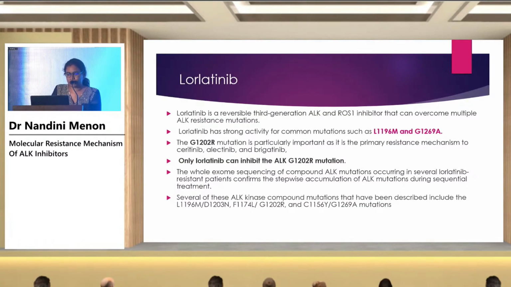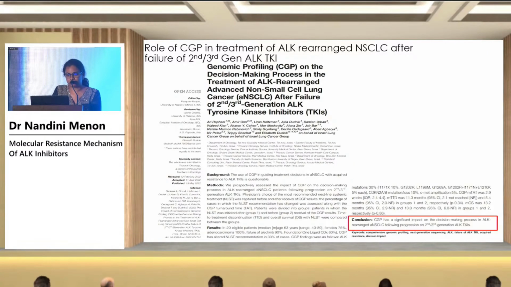So lorlatinib is active against G1202R, which is a primary resistant mutation to the other ALK TKIs. So only lorlatinib is active against this. And also, like I mentioned earlier, if you do a whole exome sequencing in patients who have received lorlatinib, you can see a stepwise accumulation of the various ALK mutations over various sequential treatments.